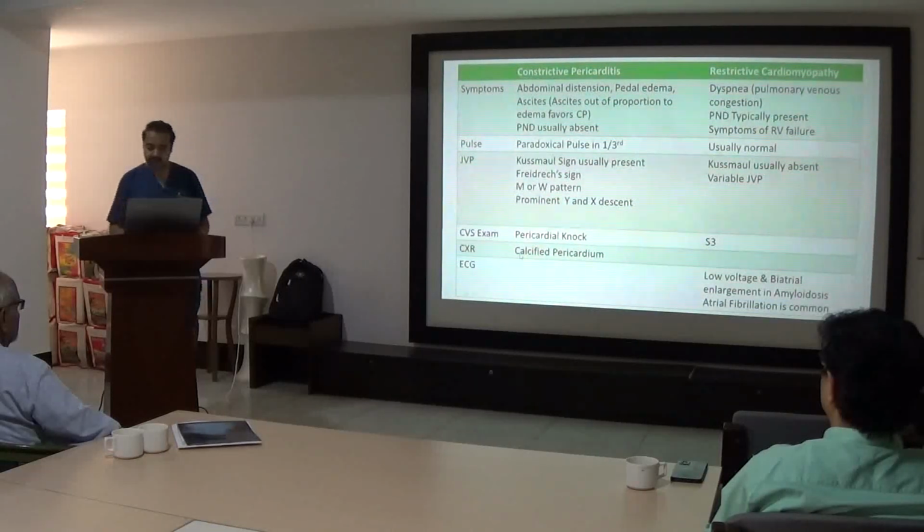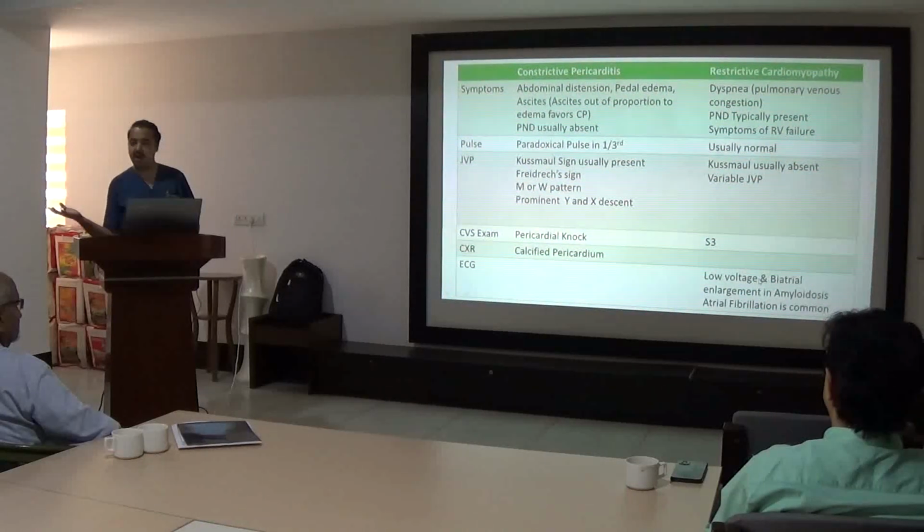X-ray also helps many times. Rather than frontal X-ray, lateral X-ray helps. That shows your calcified and thickened pericardium. On ECG, constrictive pericarditis does not have any typical feature, while restrictive cardiomyopathy has low voltage ECGs and also biatrial enlargement on ECG. And atrial fibrillation is very common in restrictive cardiomyopathy. So when you are doing echo, you find the patient is in atrial fibrillation, that also should strike your mind that this could be a restrictive cardiomyopathy.